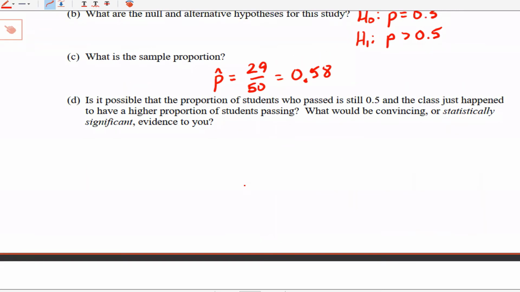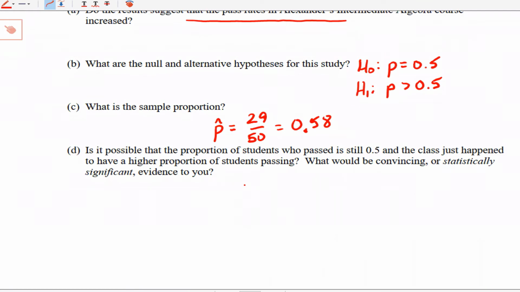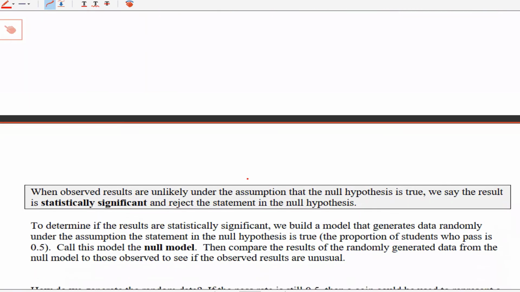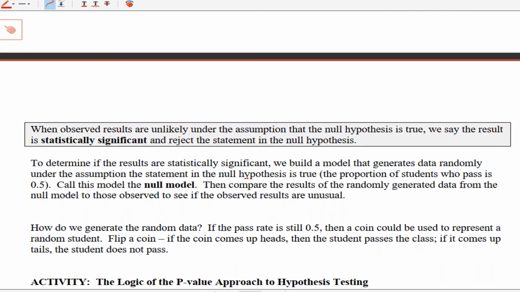And so this letter D is really a rhetorical question for you. We don't know whether or not 0.58 is statistically significant or not. What we're going to do is explore to see whether or not it's statistically significant. When observed results are unlikely, under the assumption the null hypothesis is true, we say the result is statistically significant, and then reject the statement in the null hypothesis.